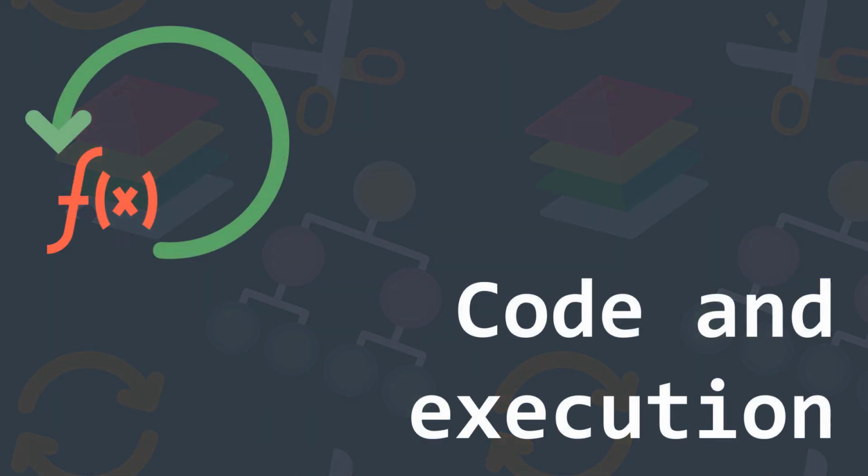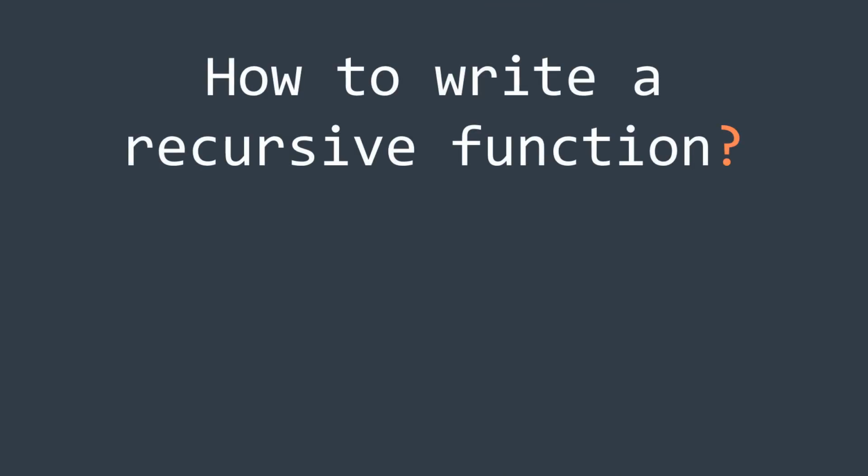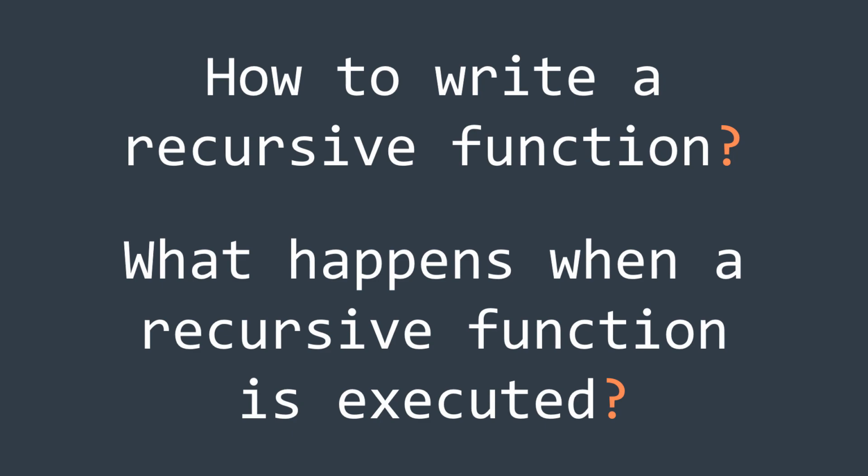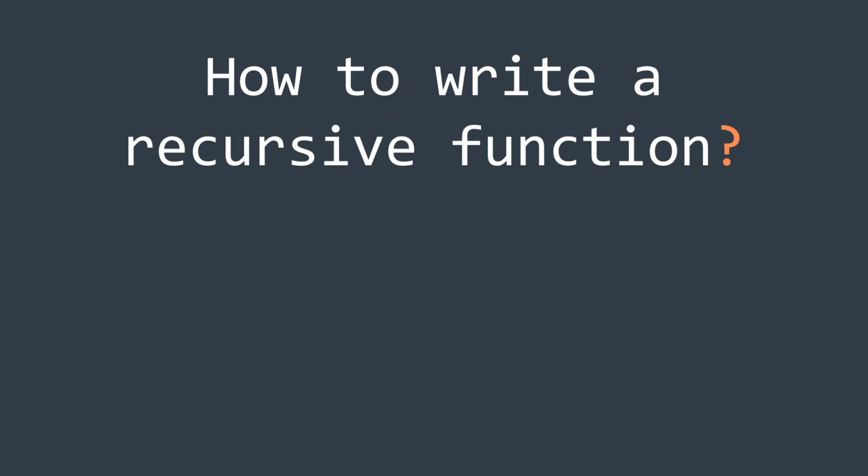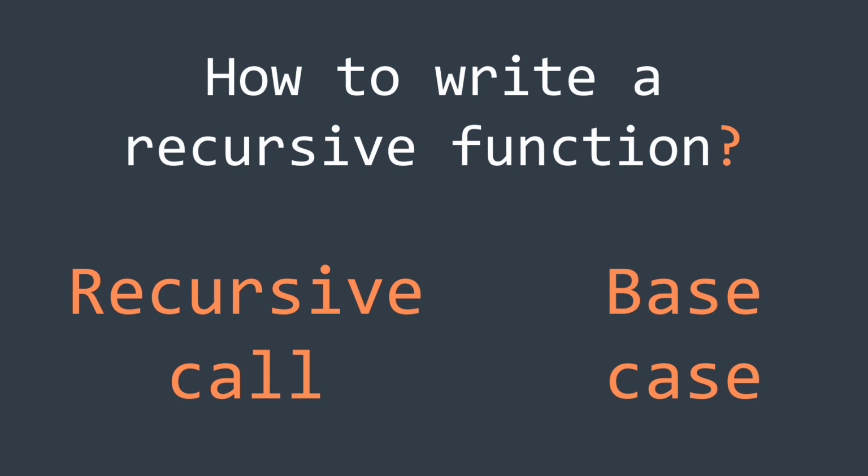Welcome back to the course. In this lecture, I'm gonna answer two questions: how to write a recursive function and what happens when a recursive function is executed. Let's start with the first one. A recursive function requires only two things: a function call to the same function and a base case to stop the recursion at some point.